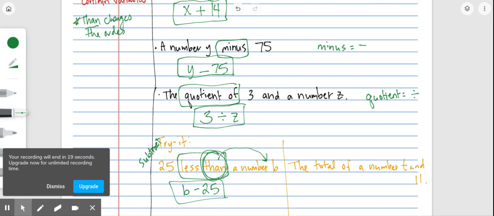Okay. All right, the second one says the total of a number t and 11. And total, if I look in that table, means to add. So it doesn't say than or anything, so I keep it the same order, and I do t plus 11. Nice job.